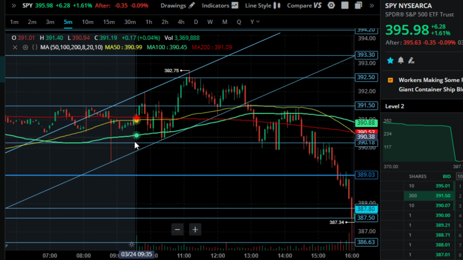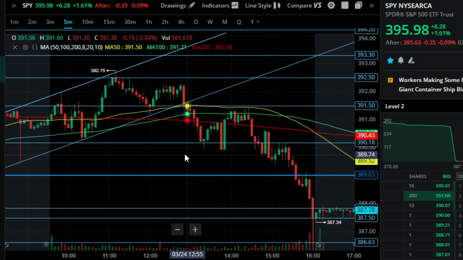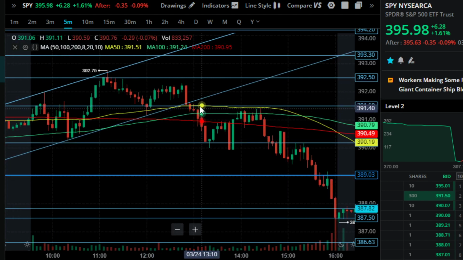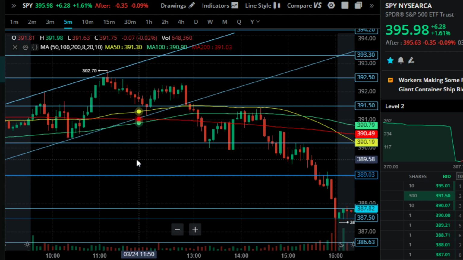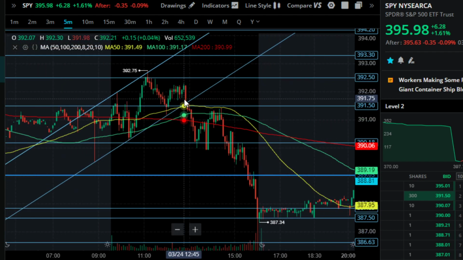So here, the morning was sloppy. We didn't play it much. Again, rejection. We have a bear flag formed, and boom, where's that bear flag going to break? Coincidentally, right where the 50 MA meets it, and right where this key level 391.5 meets it. Again, another huge confirmation of downside.